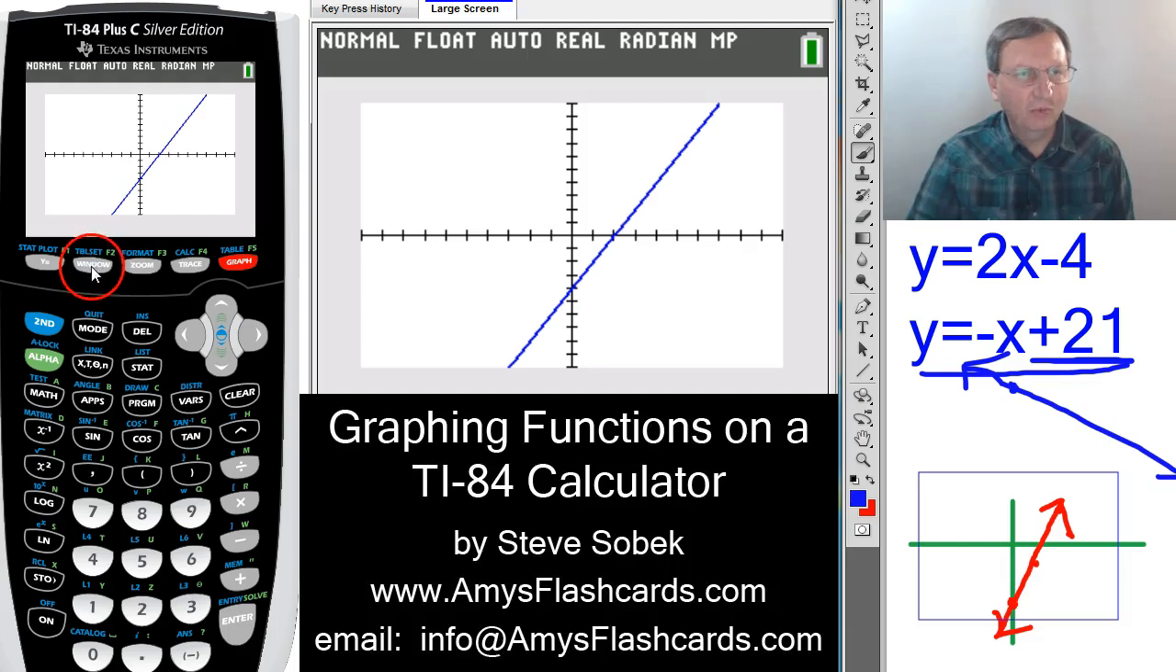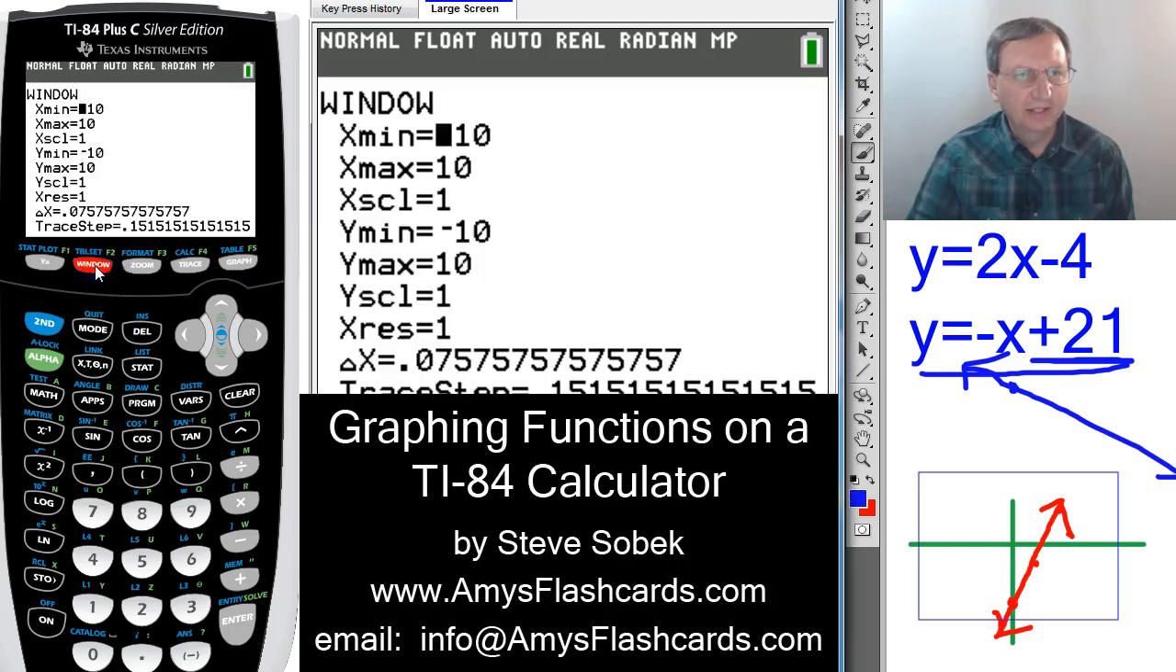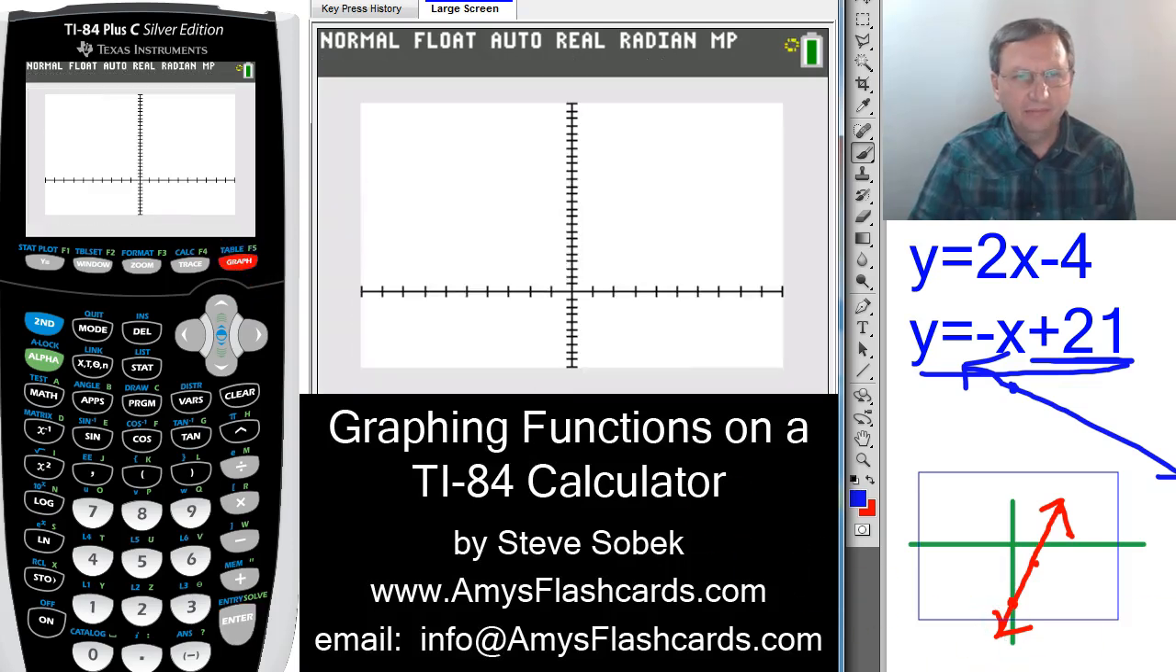So we hit the window button, here it is. You could see that I'm at the standard default window, -10 to +10 on both axes. Here's y maximum right here. That's what we desire to change. Hit your down arrow key to highlight, whoops, too far, y max. And let's increase that to, let's see, we have to go up at least to 21. Why don't we go to 25? Type 25, hit enter. And then hit the graph button again.